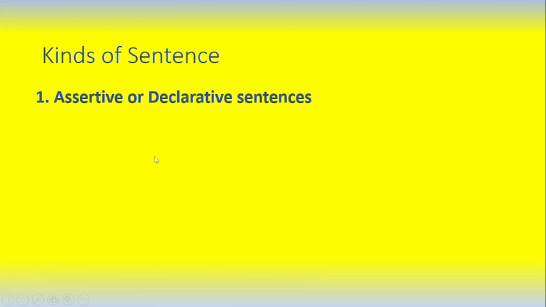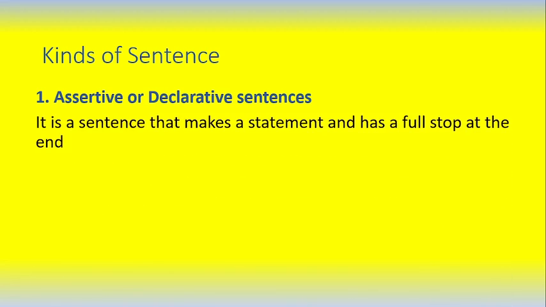Now let us go to the various types of sentences. How many types of sentences are there? You might have already heard about the types of sentences. Now let us discuss these four types. The first one is assertive or declarative sentences. What is an assertive or declarative sentence? You assert, or you make a statement. It is a sentence that makes a statement and has a full stop at the end.